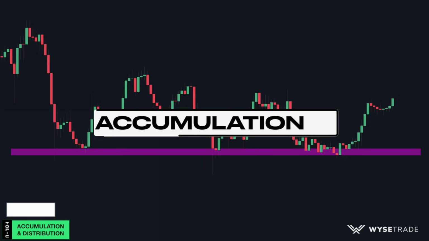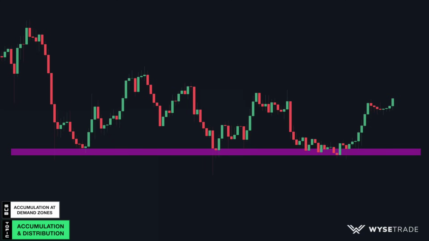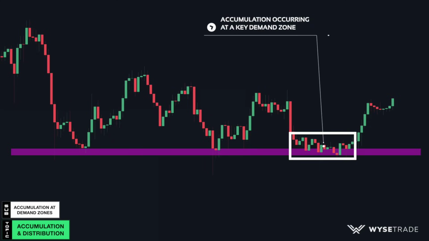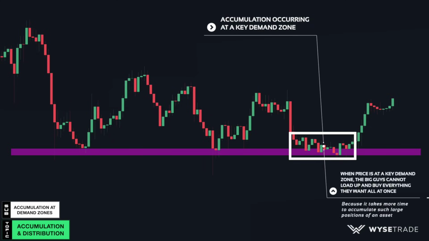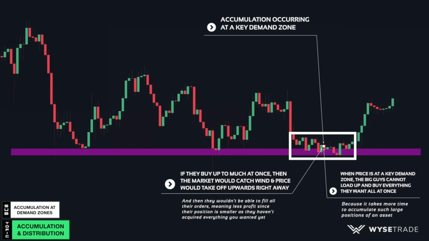So, starting with the concept of accumulation. When price is at a key demand zone, the big guys cannot load up and buy everything they want all at once because it takes time to accumulate such large positions. Also, if they enter too much all at once, then the market would catch wind and price would take off upwards right away, and they wouldn't be able to fill all their orders, meaning less profit, since their position will be a lot smaller as they haven't acquired everything they wanted yet.